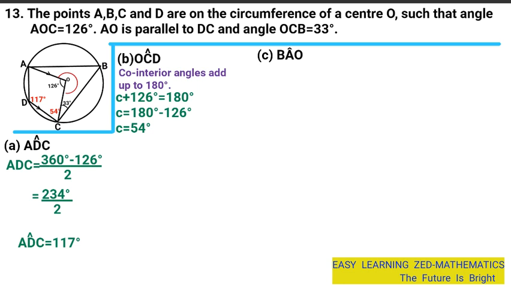So the property we're going to use here to find angle BAO is the sum of interior angles of a quadrilateral polygon. The sum of interior angles of a quadrilateral is 360 degrees. This is the sum of interior angles of a polygon with 4 sides.